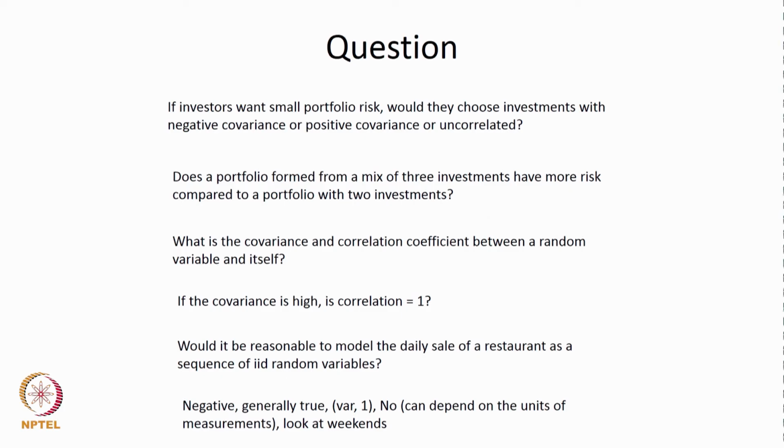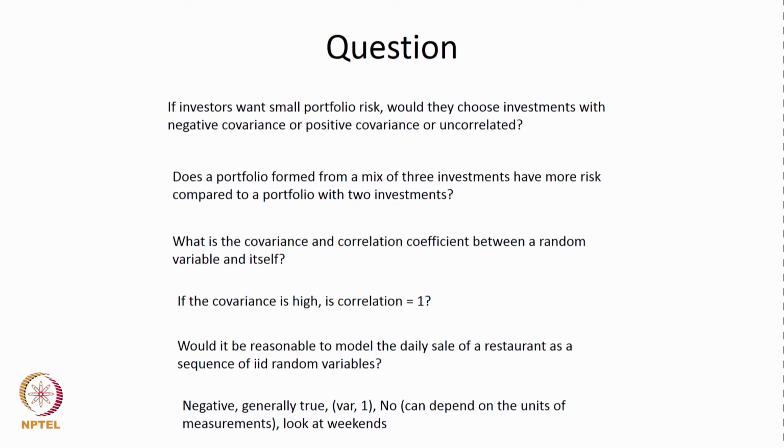So, they would choose something with a negative covariance, so that the risk, which is the variance of x plus y, would reduce with negative covariance. So, it is good to choose investments which have a negative covariance, so that the portfolio risk comes down.